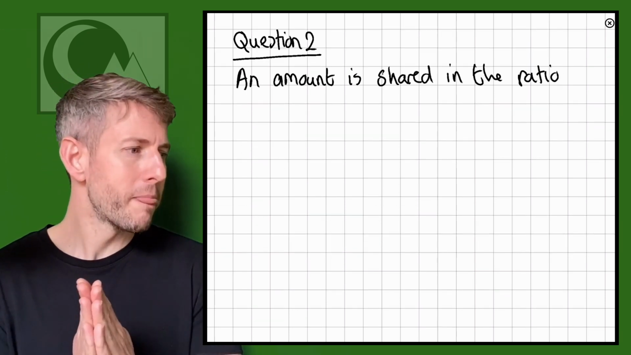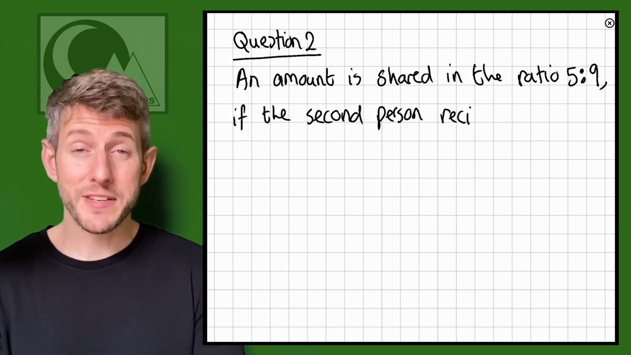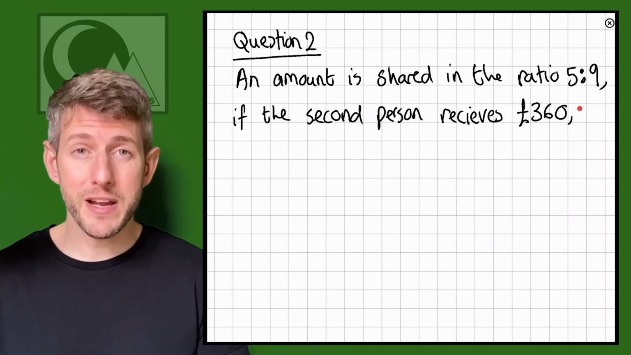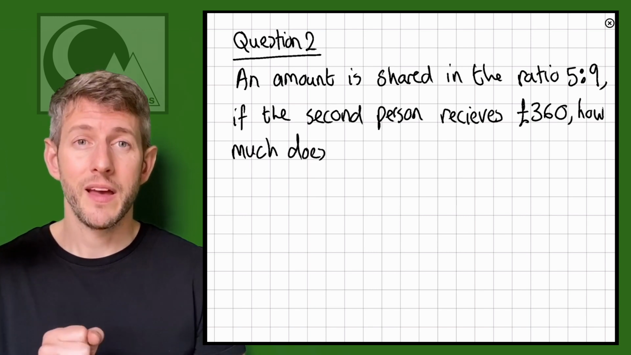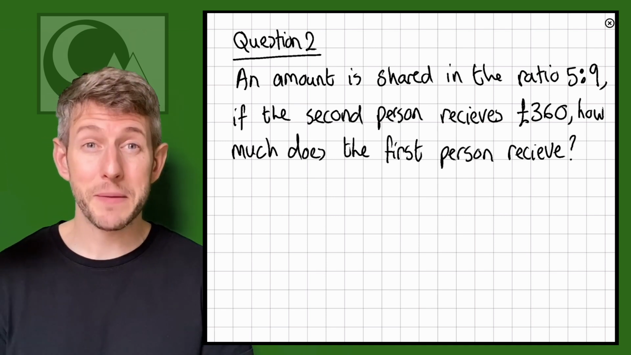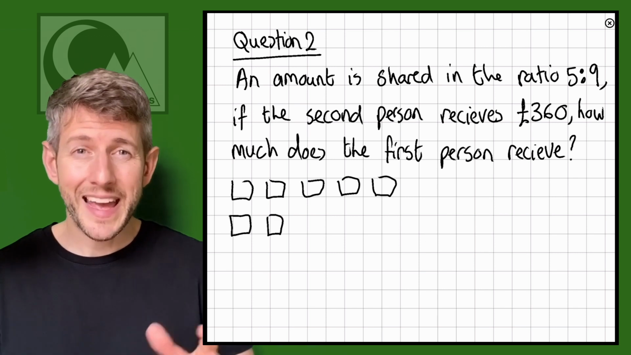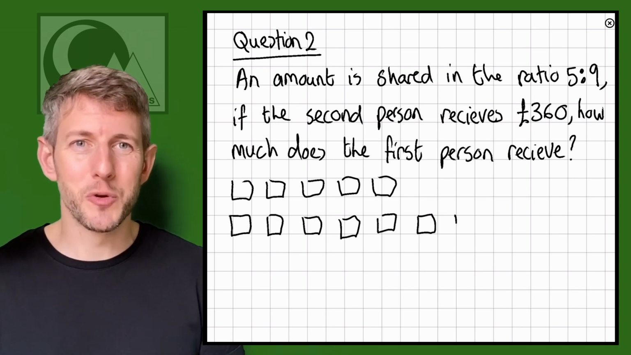An amount is shared in the ratio 5 to 9. If the second person receives £360, how much does the first person receive? I'll leave you to think about it for a moment. If you want to have a go by yourself, pause the video. If not, just leave it running and I'll start talking very shortly.